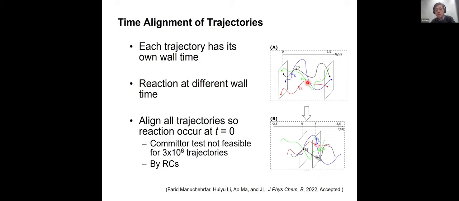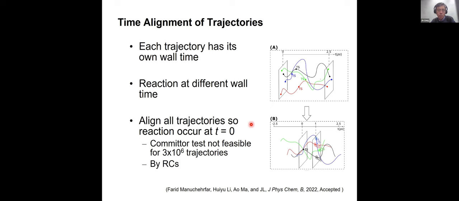So what can you do? What we should do is align all the trajectories so the reaction occurs at time zero. This is very difficult because you cannot really afford to do a committor test to find where the transition state is. Fortunately, for this particular system we know the reaction coordinates, so we can use them to find where the transition state is. And this is how we did it.